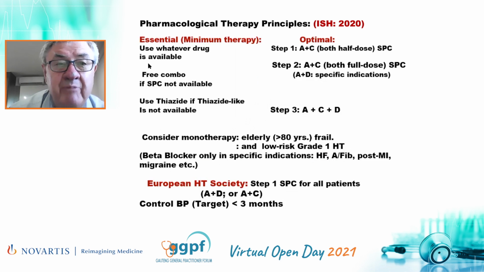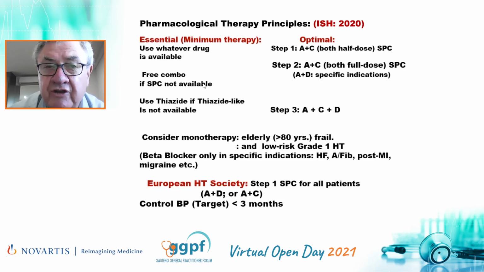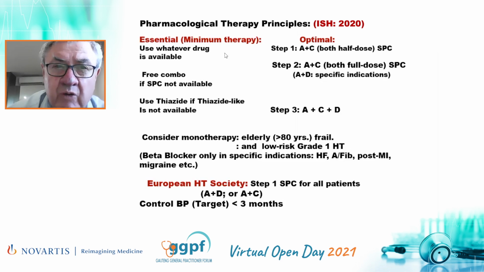Now, essential or minimal therapy, it says use whatever drug is available, or use a free combo if the single pill combination is not available. Use a thiazide if thiazide-like is not available. So it shows you how pragmatic the International Society of Hypertension is. Now, why? Because it caters for people with money and medical aids, and it caters for people without any care or support whatsoever. The essential therapy, just to try and reduce blood pressure.